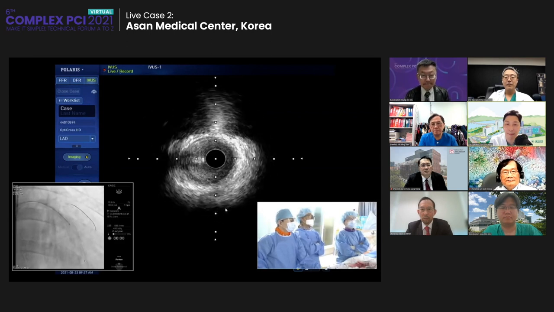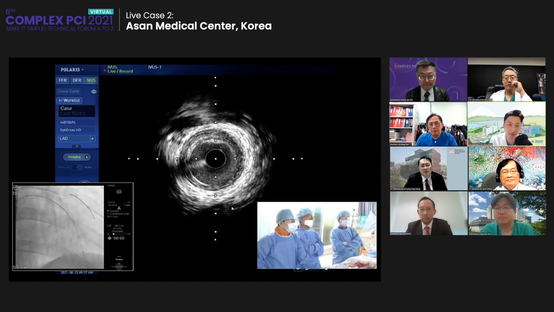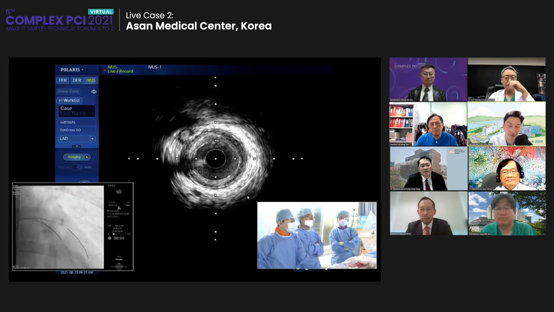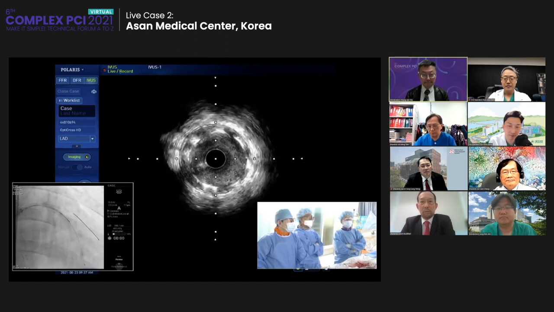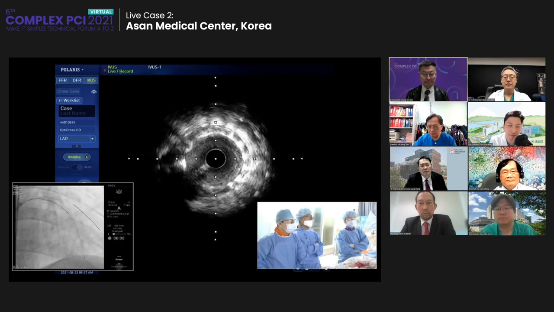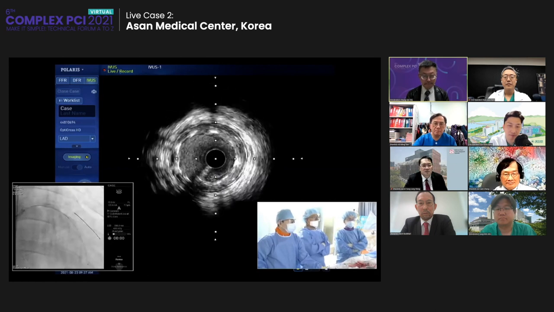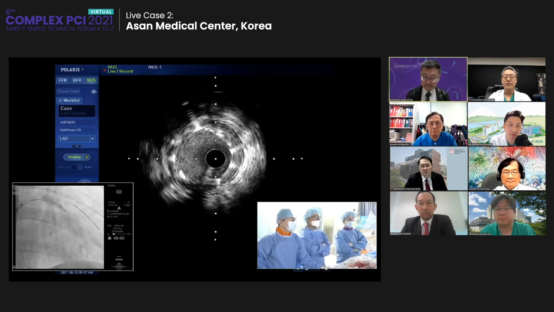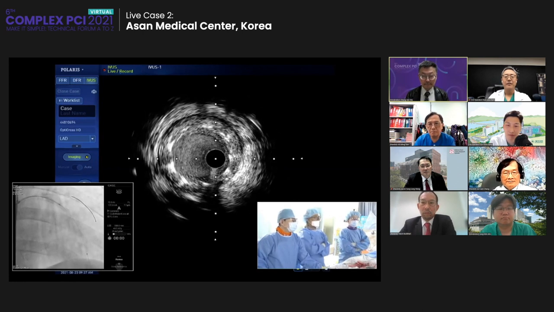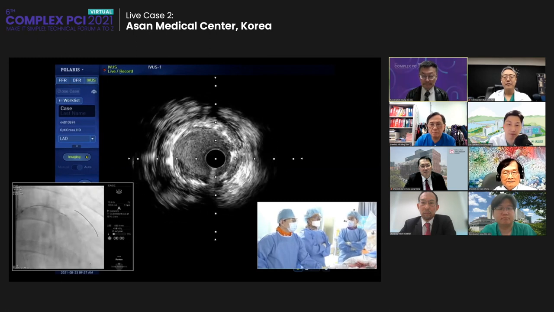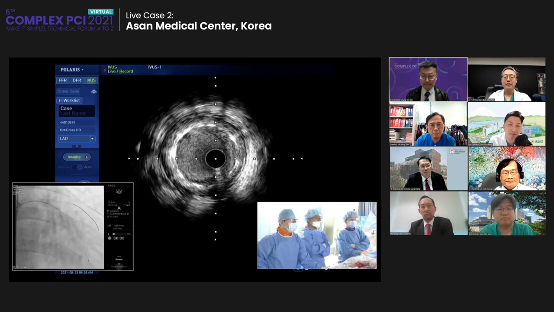I applied a 2.5 compliant balloon from here, and the lumen is still somehow constricted. A part of the distal vessel, not the too proximal part, doesn't have too much plaque. However, it looks relatively remodeled at just the obstructive part, so I think we have to wait for the nitroglycerin. And how about applying a small compliant balloon, 2.0? However, anyway, we have to give nitroglycerin again.